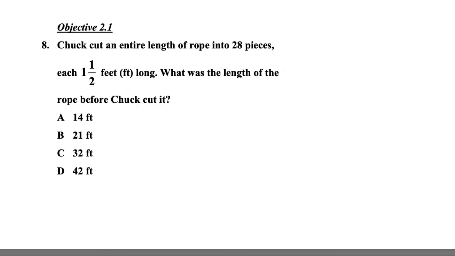Chuck cut an entire length of rope into 28 pieces, each 1.5 feet long. What was the length of the rope before Chuck cut it? So in order to find the answer here, we need to think about the question. He cut an entire rope into 28 pieces, and each of these pieces is 1.5 feet long. So in order to find the total distance, we need to get each of those 28 pieces and multiply it by whatever the length is. So we need to do 28 times 1.5.